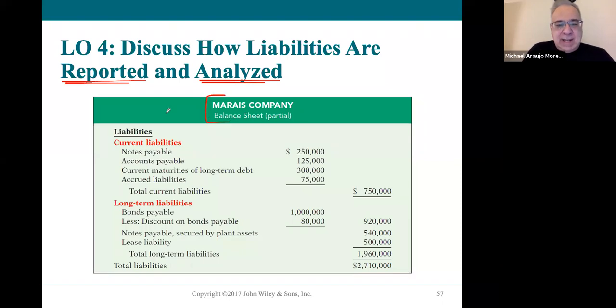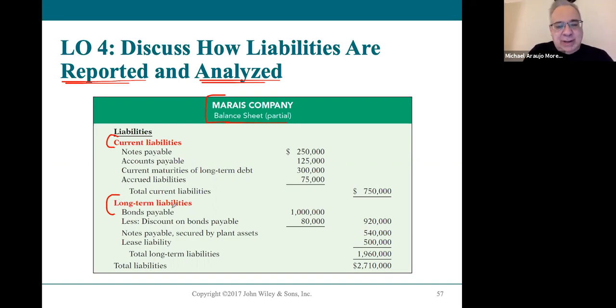So here is a partial balance sheet showing that liabilities are reported in two ways. The current liabilities are listed first, long-term liabilities are listed second. Again, the current liabilities would be listed based on whatever is due within the year of the date that would be on this balance sheet. Right? And notice here you have the current maturities of the long-term debt that are included.